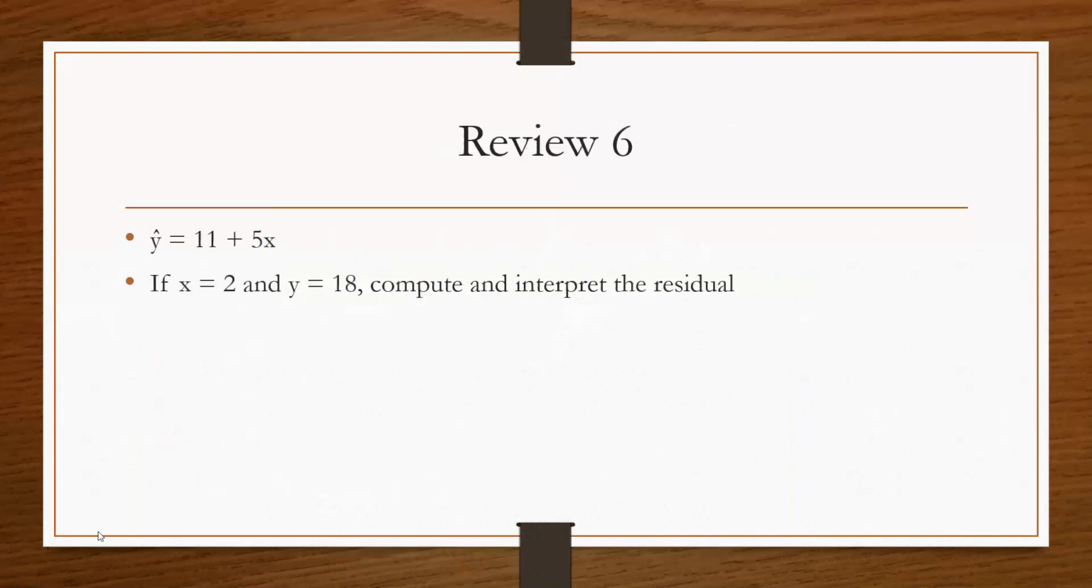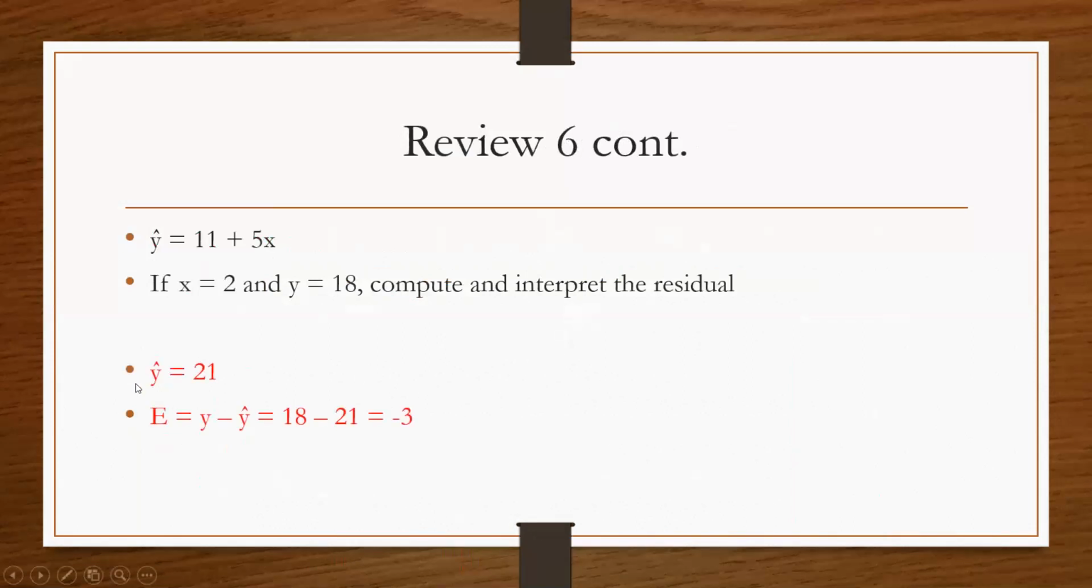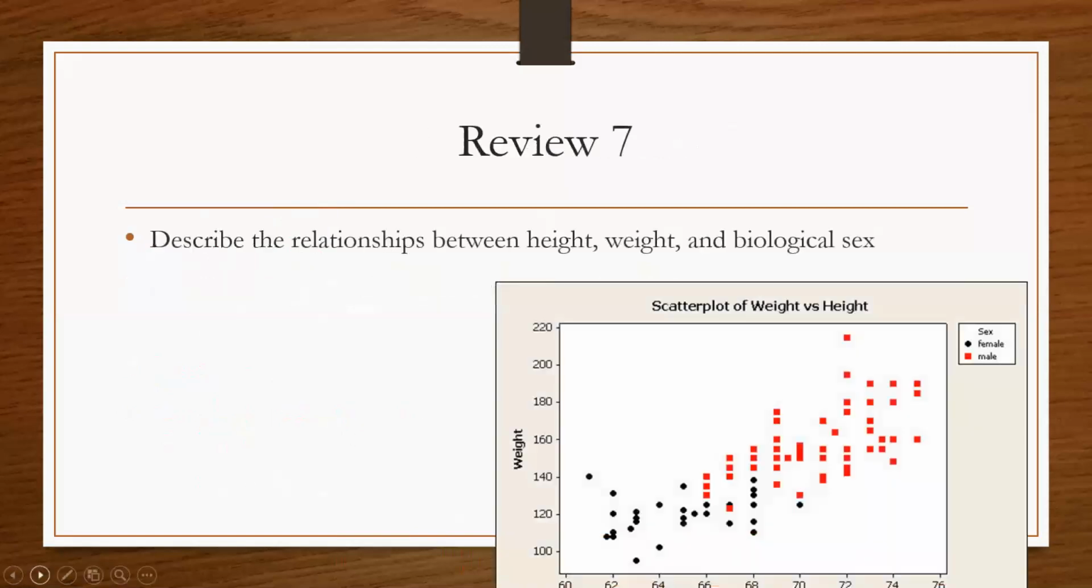All right, you guys got this one too. It is in fact -3. So if you were to plug in x equals 2 to the 5x, then you get y hat equals 21. Then you just take the 18 that was actually found minus the 21 that was predicted, and you get a residual of -3. So good job, guys.